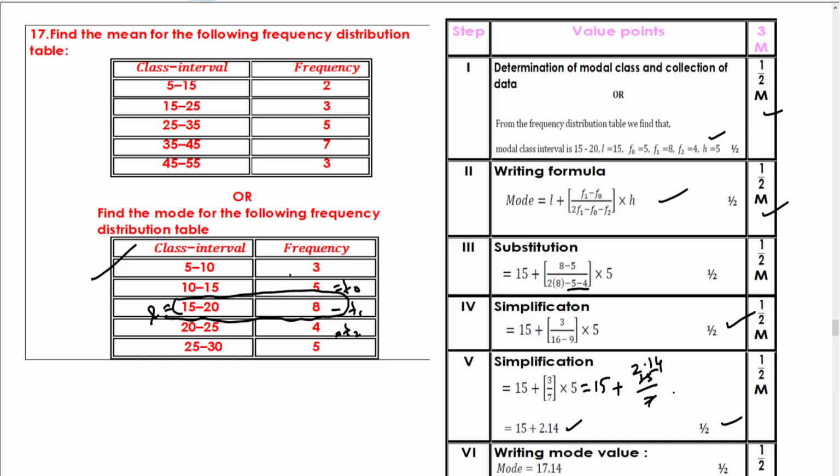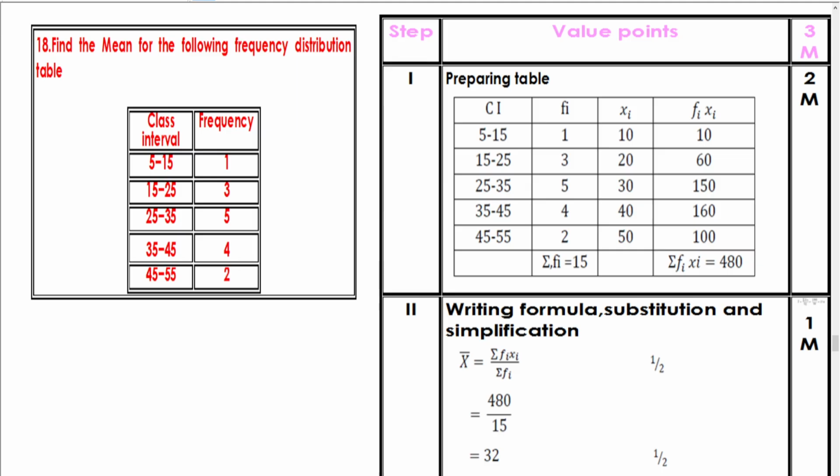For this cancellation, you get a half mark. And writing the final answer, 15 plus 2.14 is 17.14. For writing this correct answer, you will get full marks. I hope you understood, my dear students. It's a very easy method. Practice it and again see it. Move on to the next question.